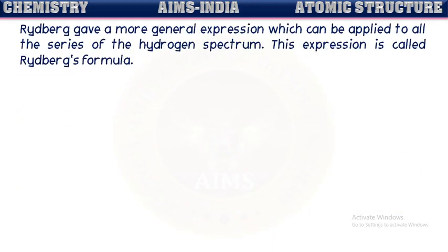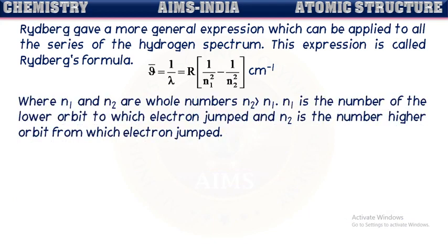Rydberg gave a more general expression which can be applied to all the series of the hydrogen spectrum. This expression is called Rydberg formula. That is, nu bar is equal to 1 by lambda, that is equal to R into (1 by n1 square minus 1 by n2 square) centimeter inverse, where n1 and n2 are whole numbers and n2 is always greater than n1. And n1 is the number of the lower orbit to which the electron jumped, and n2 is the number of the higher orbit from which the electron jumped.